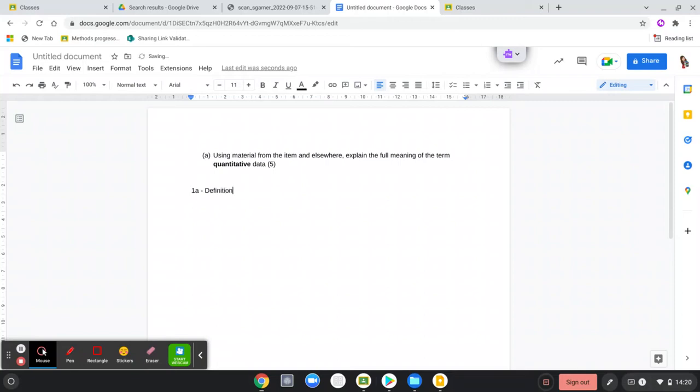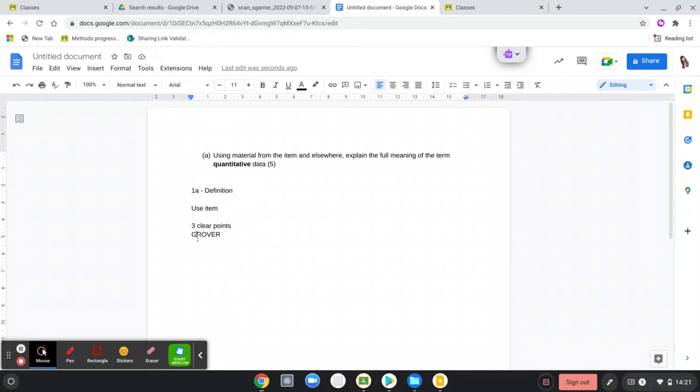definition of, in this case, quantitative data. You have to use the item. I'll show you the item in a second. And you have to provide 3 clear points. I use Grover to help me with my 3 clear points. So definition, use the item. Definition is 1 mark, use of the item is 1 mark, and the 3 clear points are the other marks.